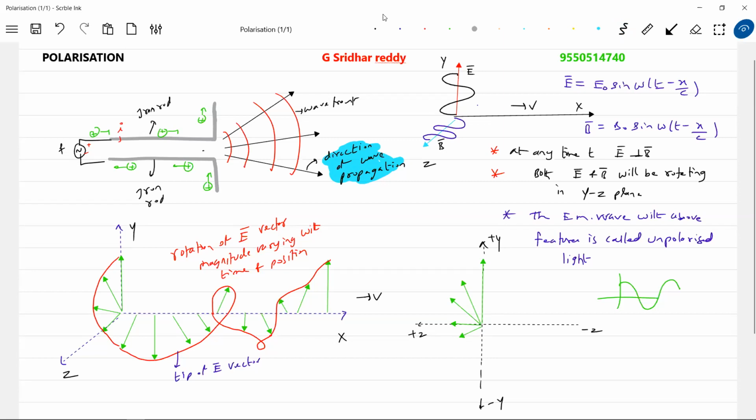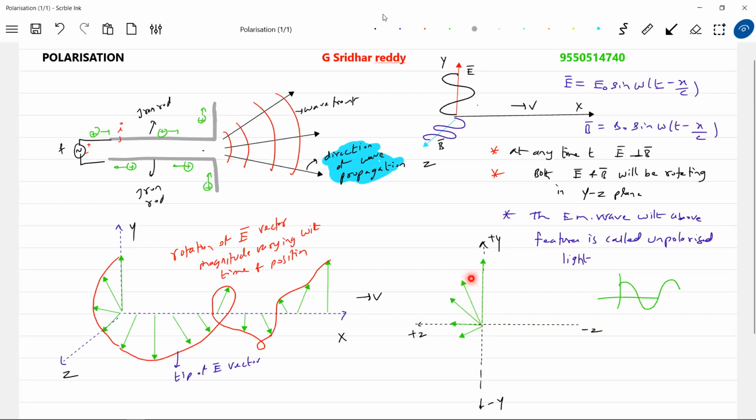How many times will it become zero? Twice. So maximum, zero, again maximum, again this one. So here maximum, again it will come like this. So here it will be zero. This is just a rough diagram to show some small length that I just picked up here. So what's happening to this magnitude?